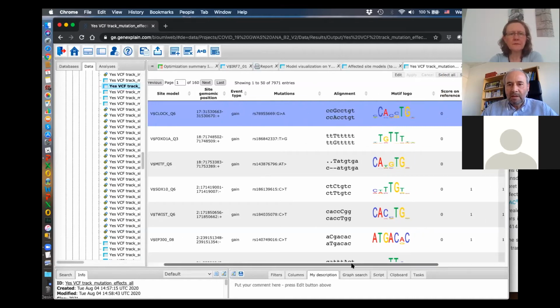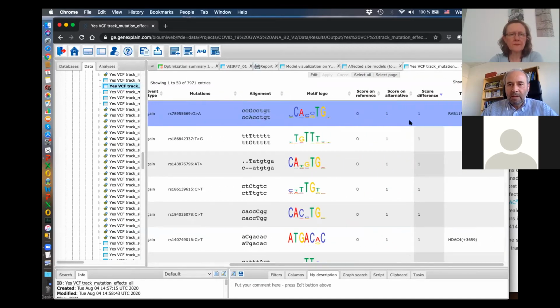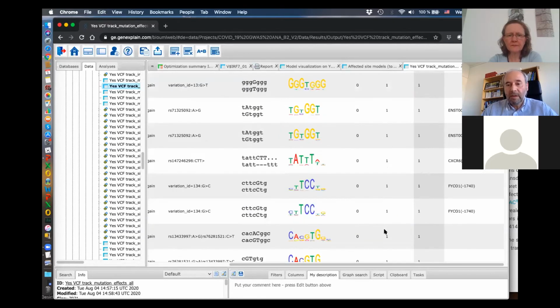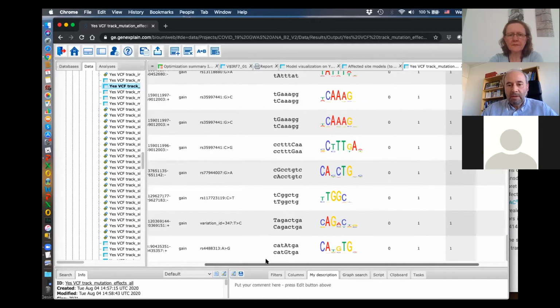As a result, it is a gain of that site, and the score of that site at the reference genome is 0, so there is no site, because in this position you see G, which doesn't fit to this consensus at all. And when A is staying here, the score of that site is actually 1. So it's a jump from 0 to 1. It's a very high jump.